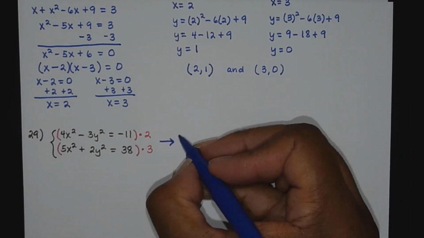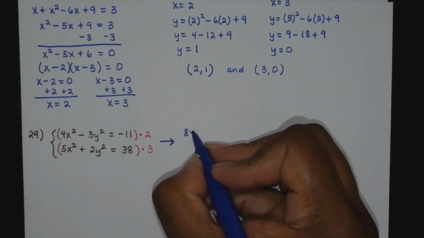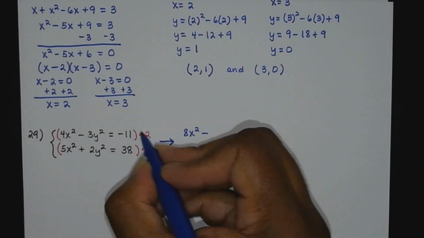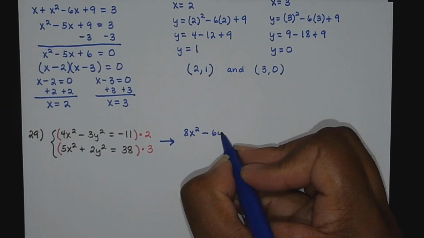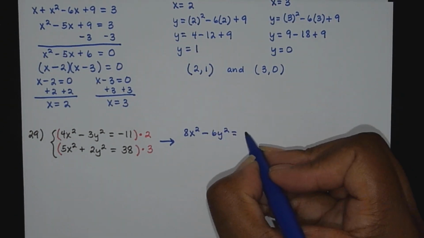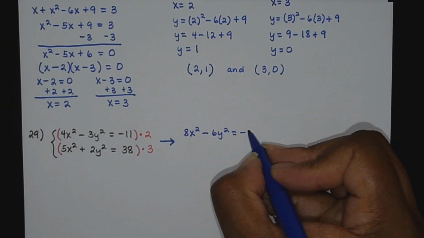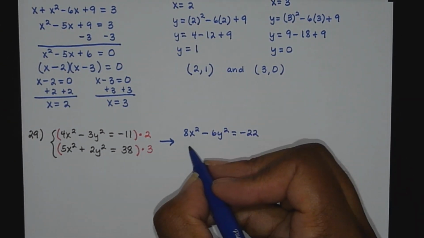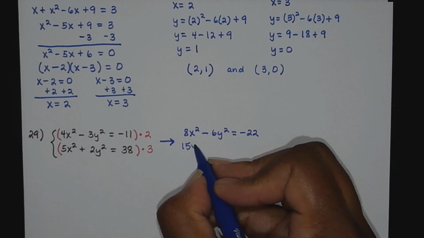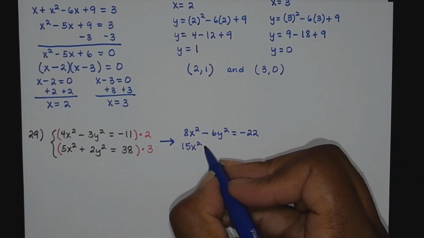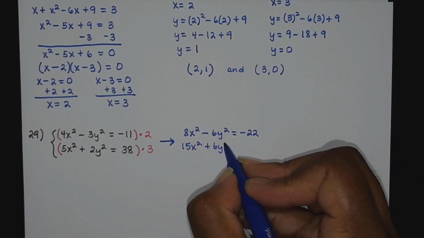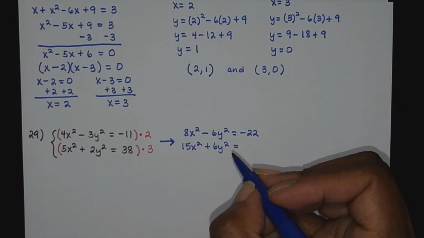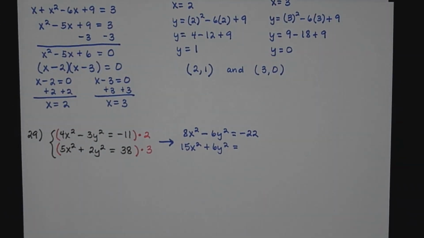So if I do 2 times 4x squared, that would be 8x squared. Minus 2 times 3y squared would be 6y squared. And then 2 times negative 11 would be negative 22. For the second equation, 3 times 5x squared would be 15x squared. 3 times 2y squared would be a plus 6y squared, equaling 3 times 38, which would be 114.